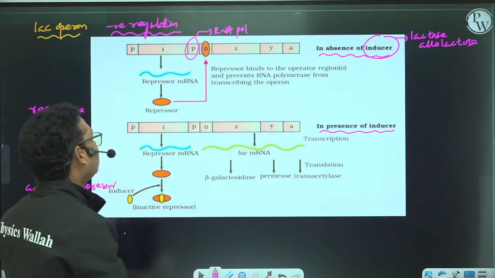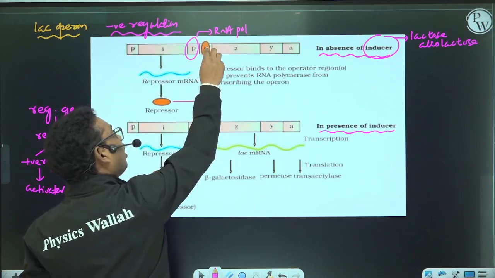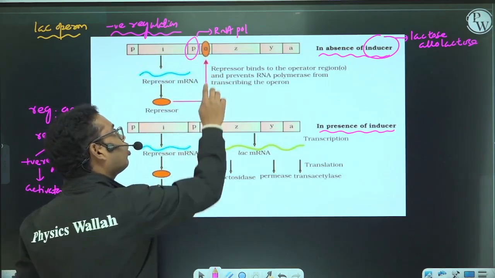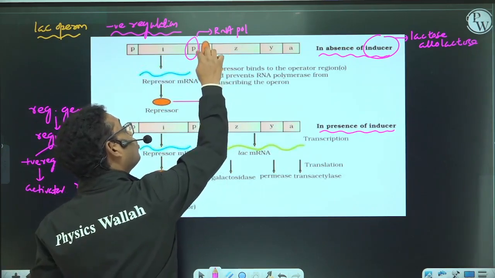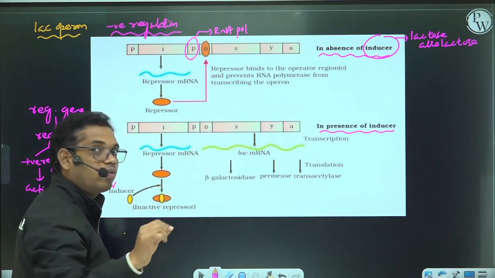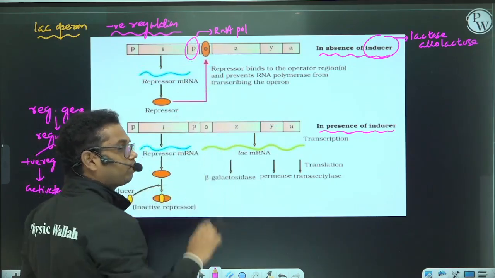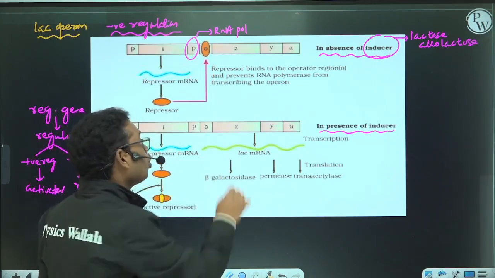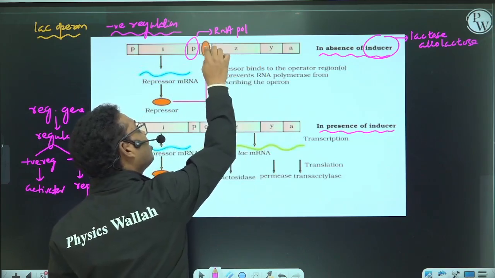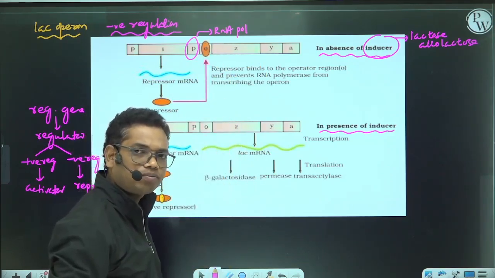I repeat, the repressor produced from this gene will go and bind to the operator, and RNA polymerase will go and bind to the promoter, no problem. That means the binding of the repressor at the operator will not prevent the binding of this RNA polymerase at the promoter, but it will prevent the forward movement of the RNA polymerase. Why? Because it will act as an obstacle. So there will be no transcription, no gene expression.